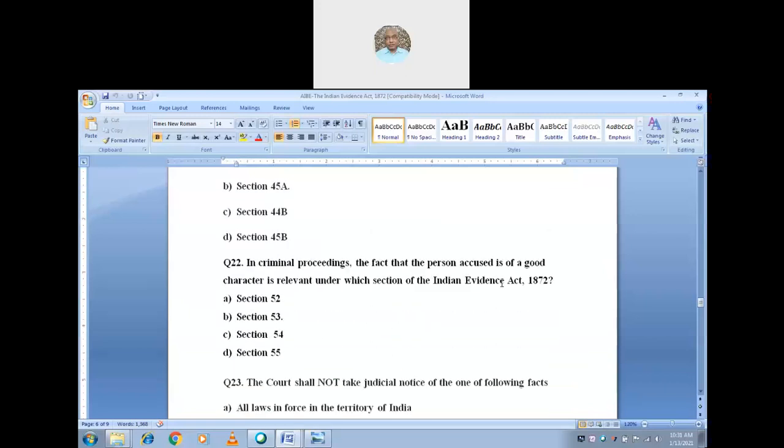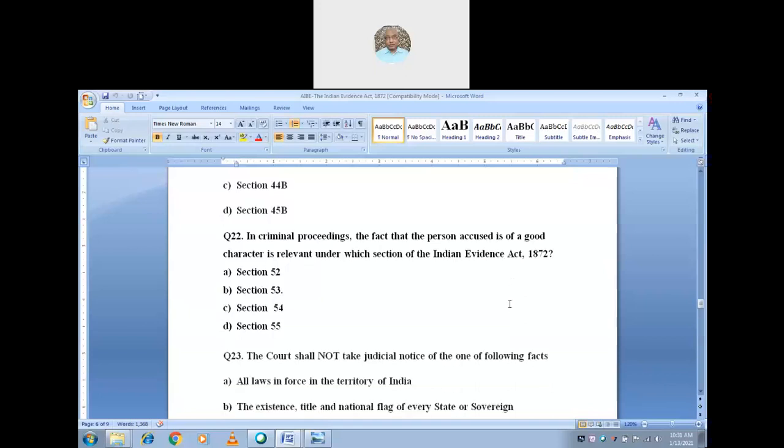Come to the next point. In criminal proceedings, the fact that the person accused is of good character is irrelevant. Under which section of the Indian Evidence Act 1872 is good character in criminal proceedings considered as proof, as evidence? Section 52, Section 53, Section 54, Section 55. Which is the correct section? The answer is Section 53.